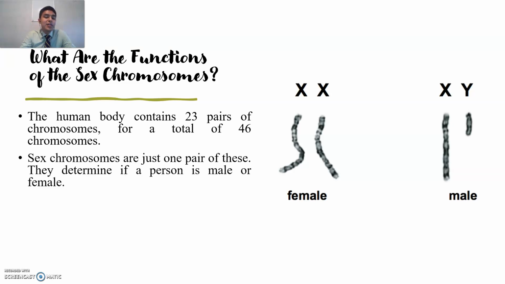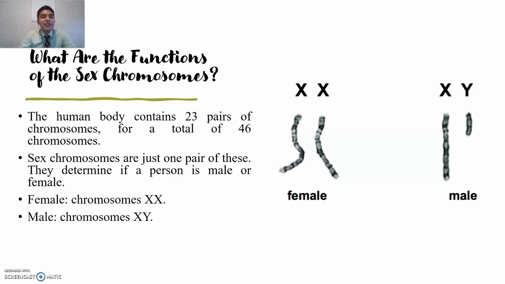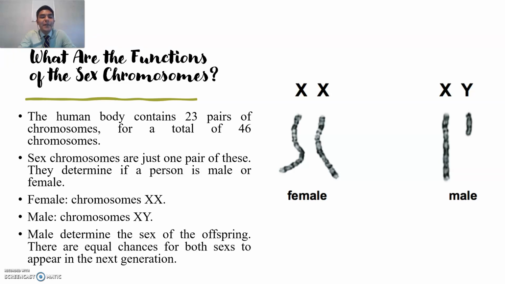Sex chromosomes are just one pair of these. They determine if a person is male or female. So out of those 23 pairs, one of them is going to determine if we are male or female, just like it's shown right there in the picture, with XX and XY. Female chromosomes will be XX and male chromosomes will be XY.